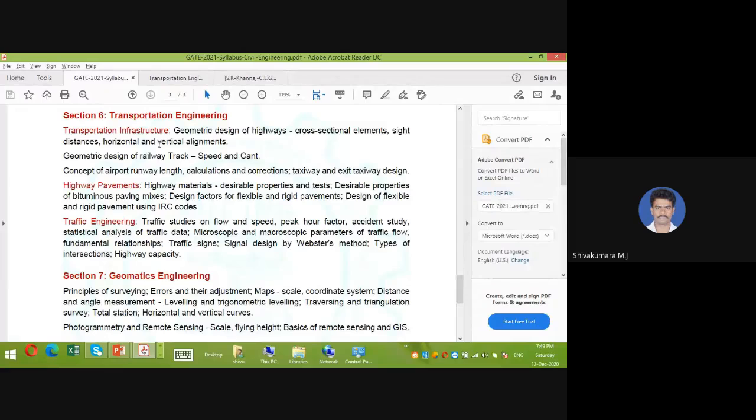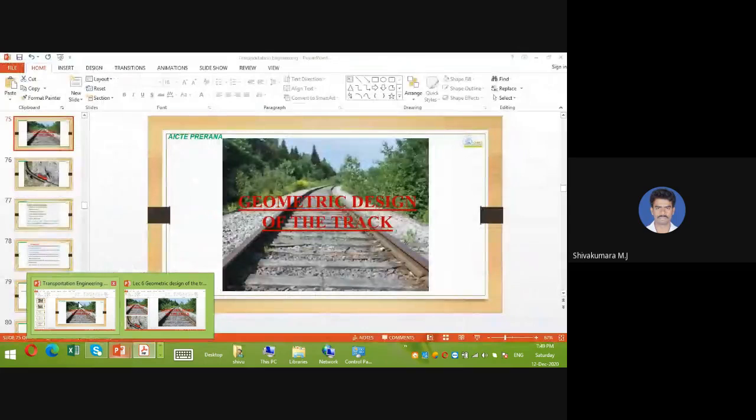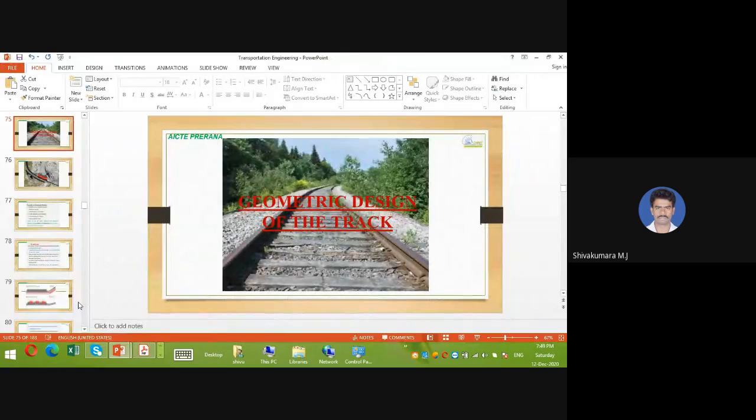So in today's session, we'll discuss the geometric design of railway track, speed, and highway pavements, desirable properties of highway materials, and materials and desirable properties of bituminous paving mixes, etc. And then the design of flexible and rigid pavement using IRC code. These things we are going to discuss in today's session. So let us start with geometric design of railway track.